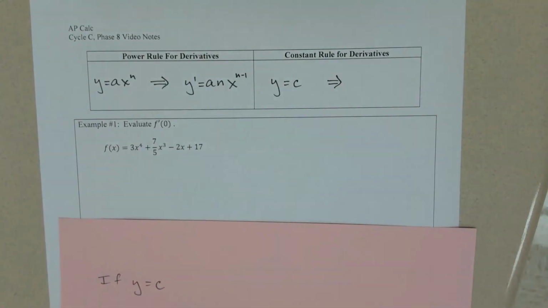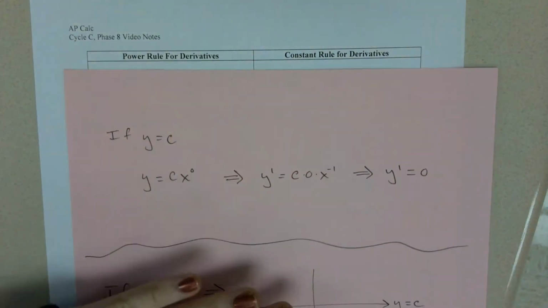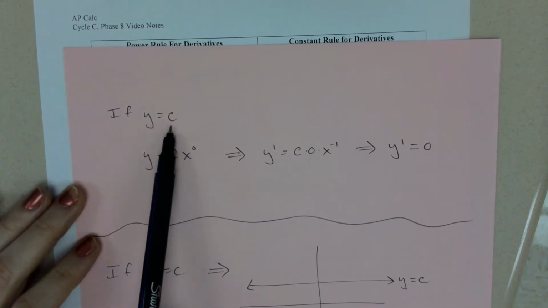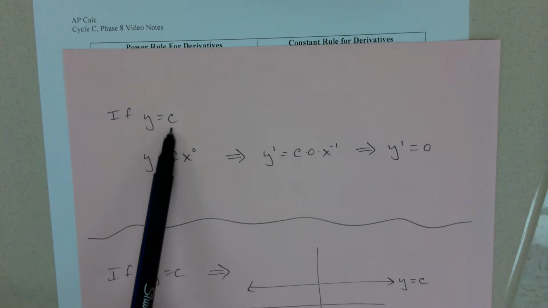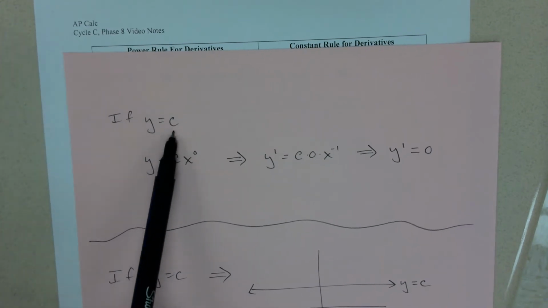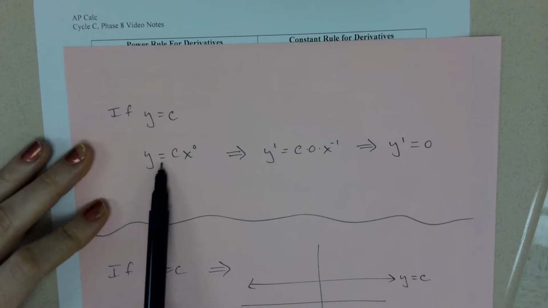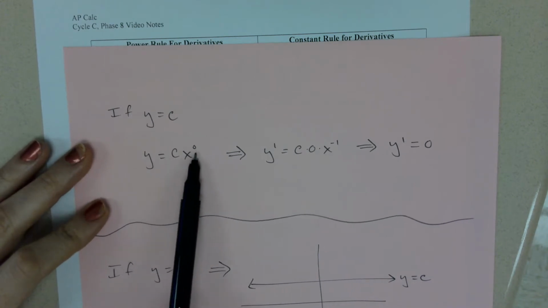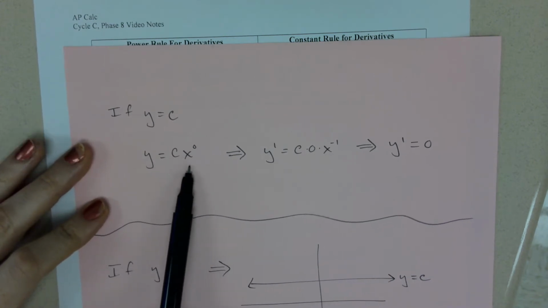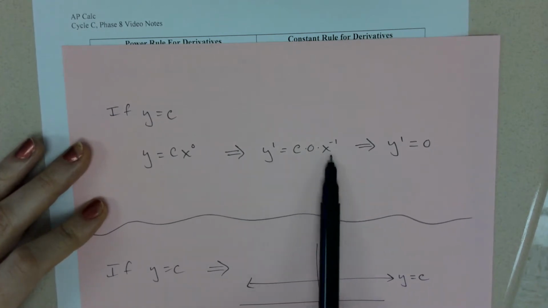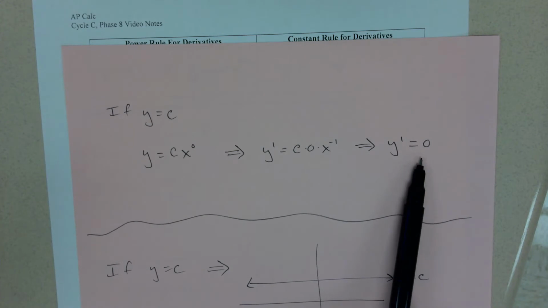Basically we did this last time. So if y equals c, where c is some constant, it could be 5, it could be pi, it could be e to the 7th, just some constant c, then you could write y equals c times x to the 0, because x to the 0 is just 1. And then using the power rule, you get this, but that just ends up being 0 in the end.